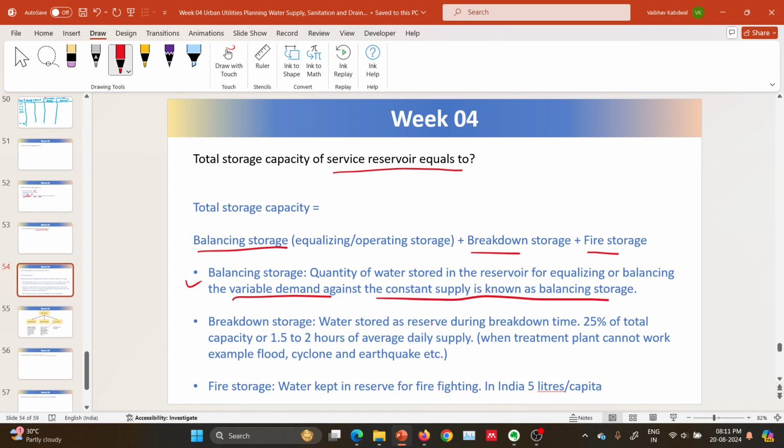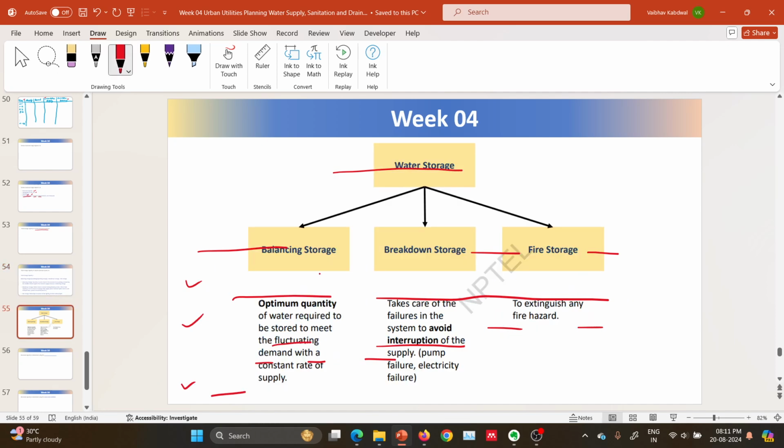Breakdown storage, so water is stored as a reserve during breakdown time, 25% of the total capacity or 1.5 to 2 hours of average daily supply. So when the treatment plant cannot work, for example when there is a flood, cyclone or earthquake, so we don't have electricity at that time, we can't supply water. That's why we need some extra water to supply to the community. And we need water for the fire storage.